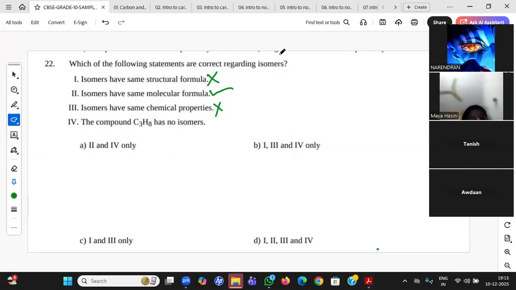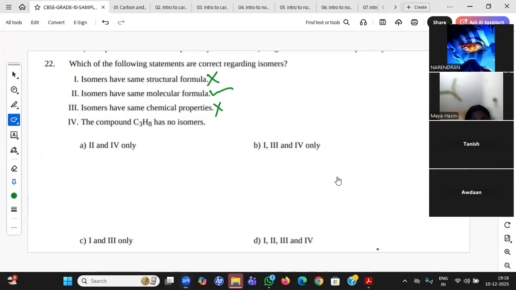Sir, I read chemical properties as chemical formula, so I... chemical formula, oh my God. So that mistake can also be done. You look at it and how simple a mistake he has done. Okay, that's good. You have understood. Tanish has given the right answer. Narendra, right answer. Amaya. Go ahead, Narendra.